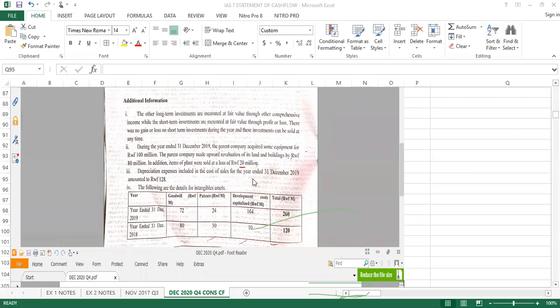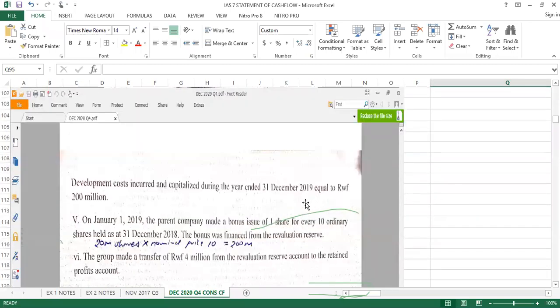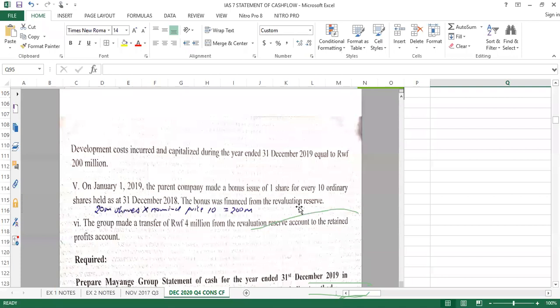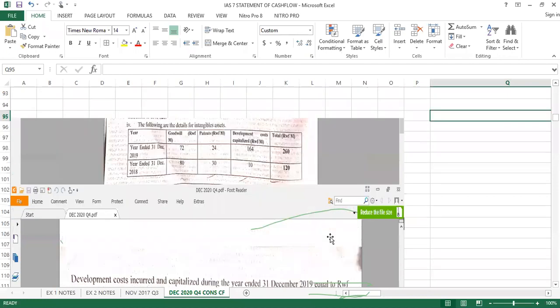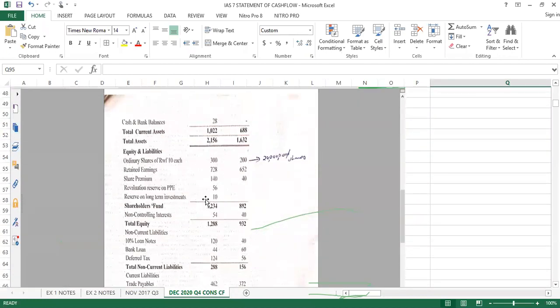Number 5? Oh, okay. I've got you. Thank you. I was wondering how. Okay, it is not what you are saying. It is here. Reserve on long-term investment was 10. This is what I had read. I was wondering where I had read it. It is not what you are saying there.